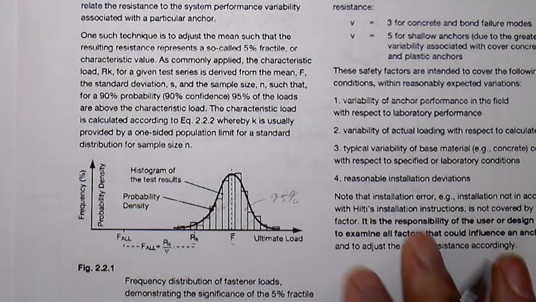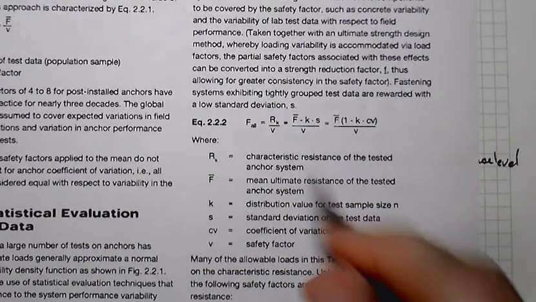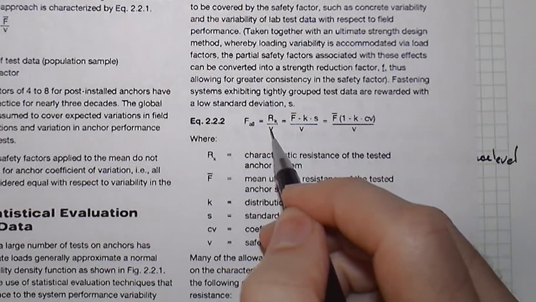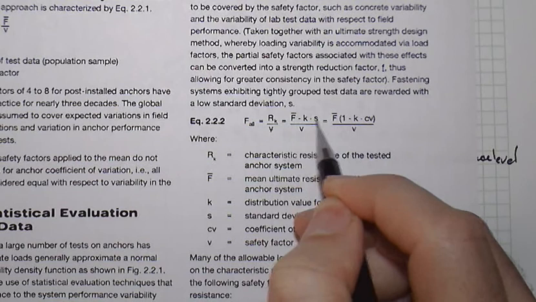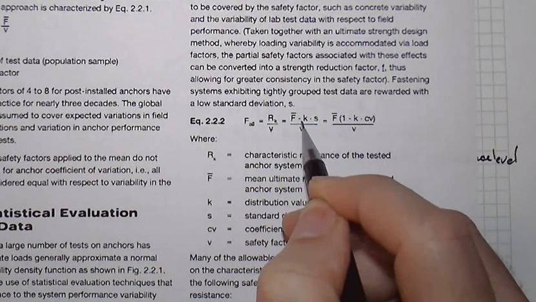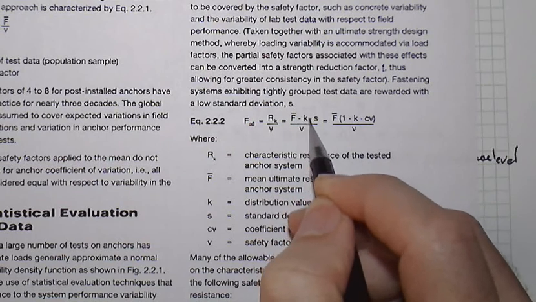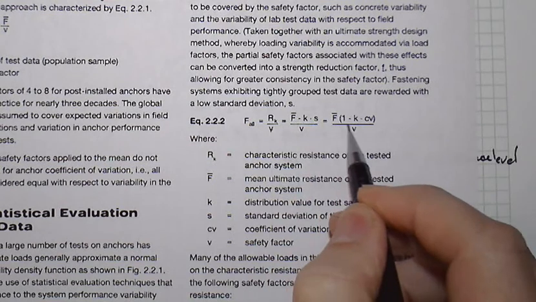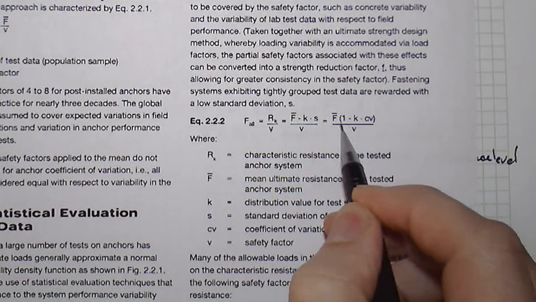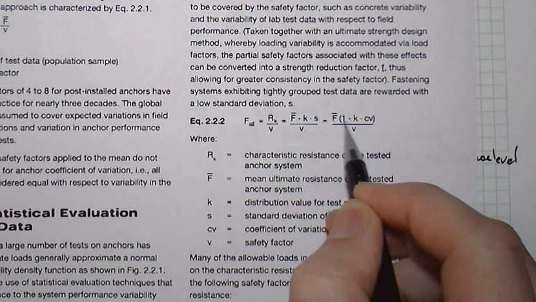Okay, and so if we go to the next column, you'll see the expression that they're working with. Here's their R_k, the characteristic load, divided by V, where V is the safety factor. Note that they're taking F bar minus k times the standard deviation: the sample mean minus some multiple, which we have yet to go find, times the standard deviation. Notice that they've also re-articulated this in terms of the sample mean, pulling that out, 1 minus k times the coefficient of variation.